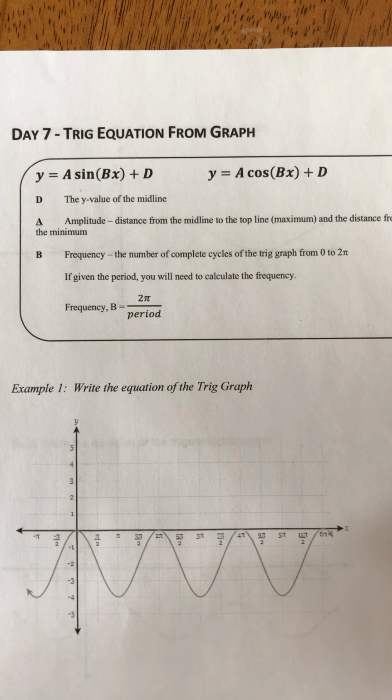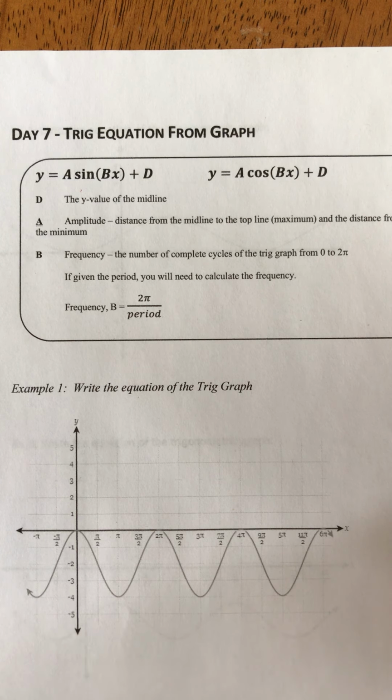Okay, so I have one cycle from 0 to 2 pi. I have the complete cup shape, okay, from 0 to 2 pi. So that means my b value is 1. Let's put that all together now into the equation.